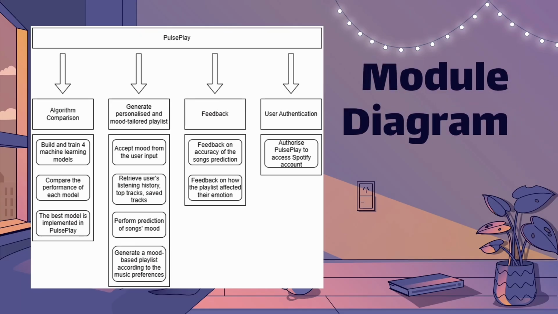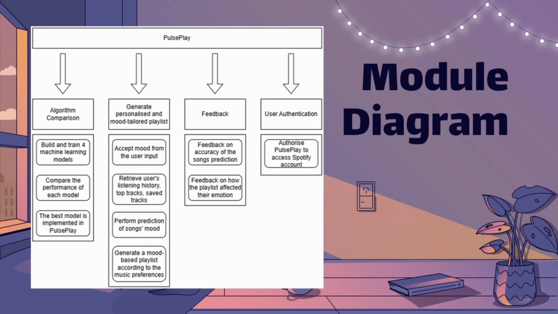This is the module diagram of the system. There are four modules. The first one is algorithm comparison, where it builds and trains four machine learning models, compares the performance of each model, and lastly, it will be implemented in PulsePlay. And the second module is generate personalized and mood-tailored playlists, where it will accept mood from the user input, retrieve users' listening history, top tracks and saved tracks from the user's Spotify account, and then it will perform prediction of the song's mood. Lastly, it will generate a mood-based playlist according to the music preferences.